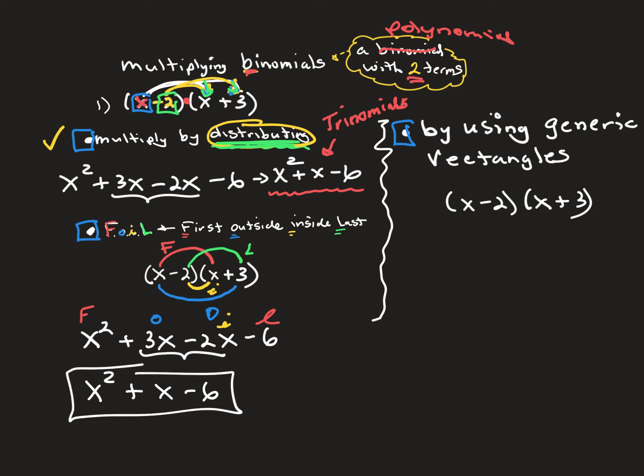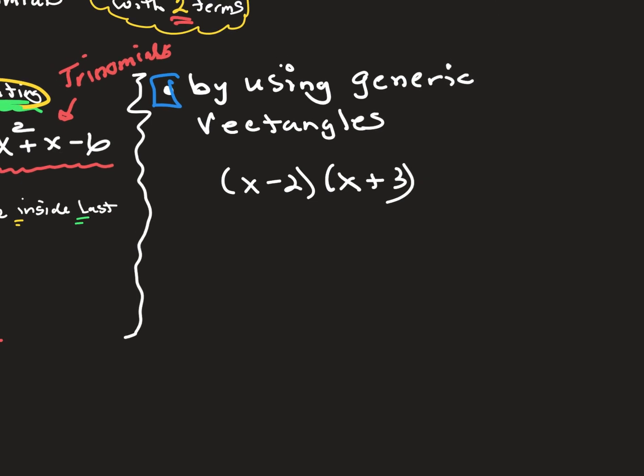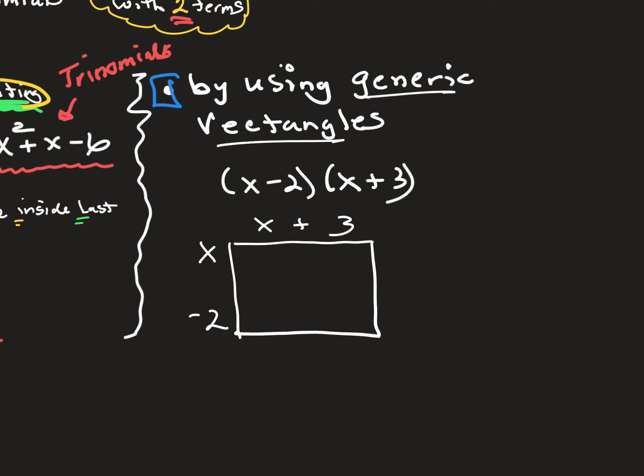Let's look at it from another perspective. Again, you're really just distributing, but this one is called generic rectangles. And some of you might have seen this in the past. It's just a technique to help you multiply two binomials. So we're just going to write x and a negative 2 on one side and x plus 3 above. And we're going to build what we call a generic rectangle. We're going to put lines down through the middle of the two terms.